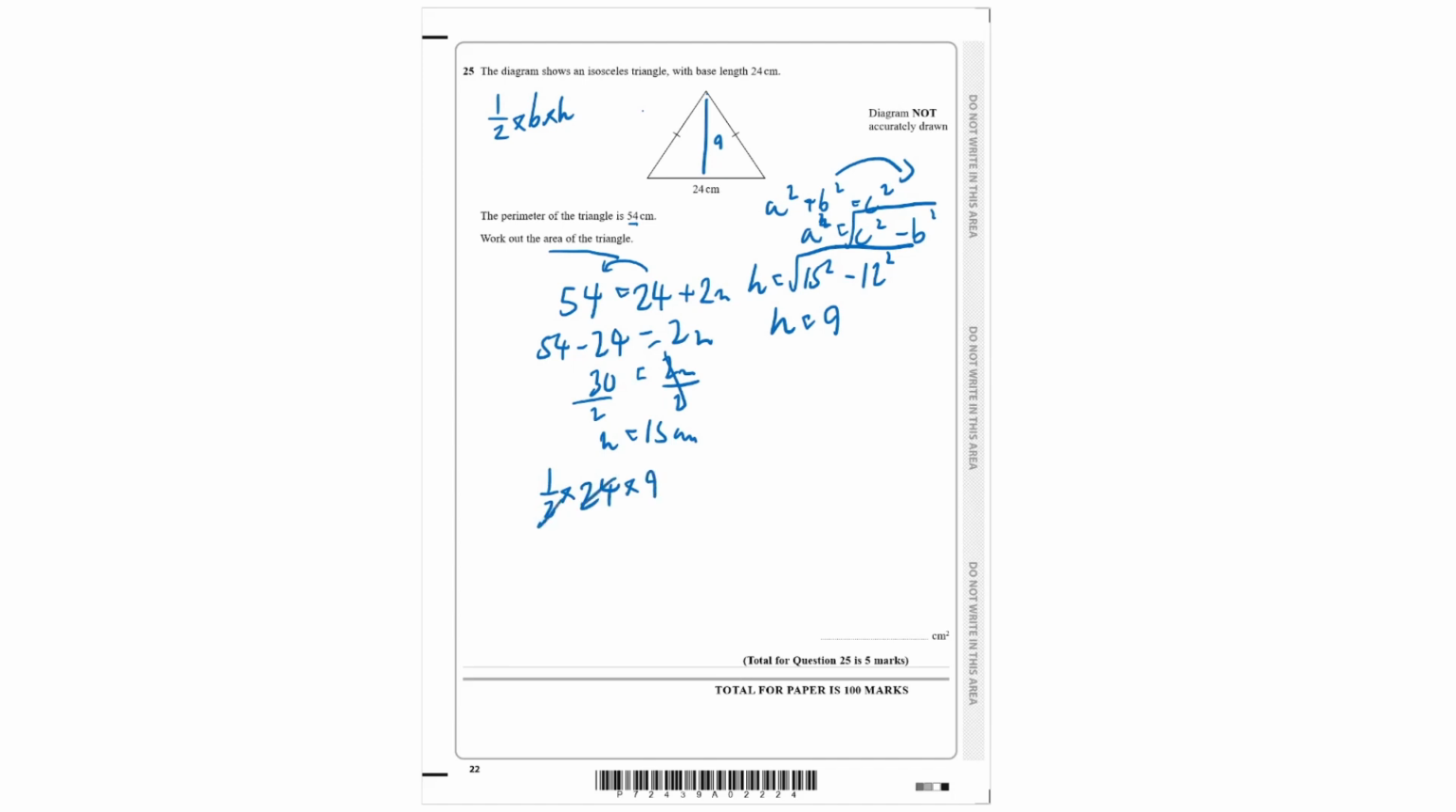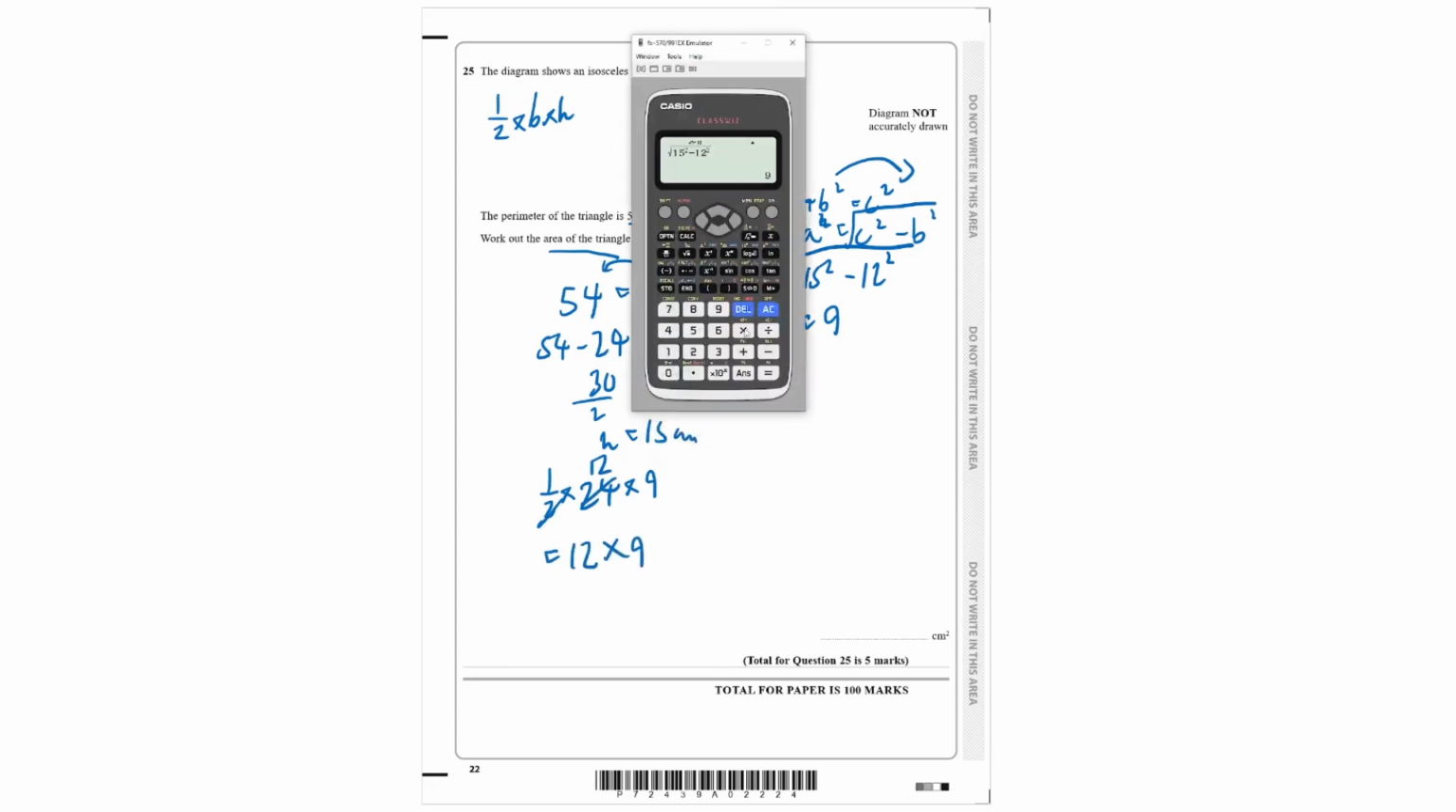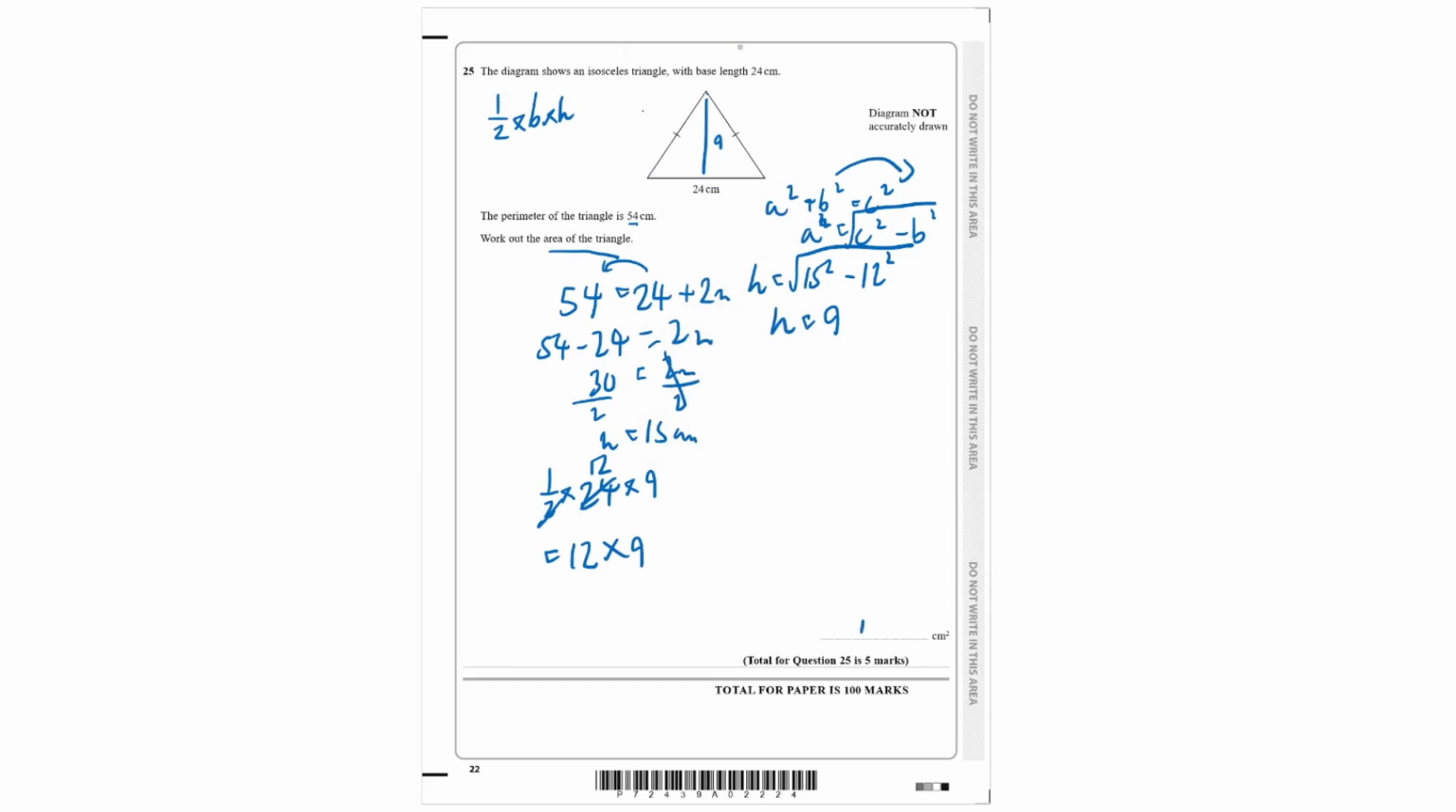24 divided by 2 is simply 12. So we have 1 times 12 times 9, or 12 times 9. And we can use our calculator here. We have 9 times 12 gives us 108 centimeters squared.